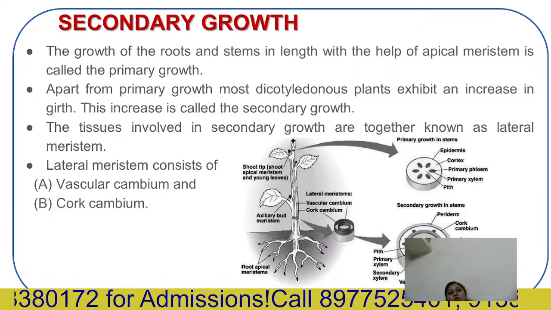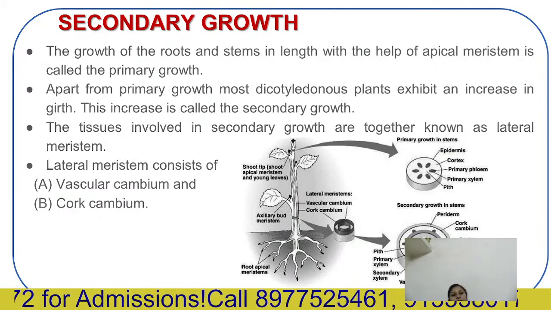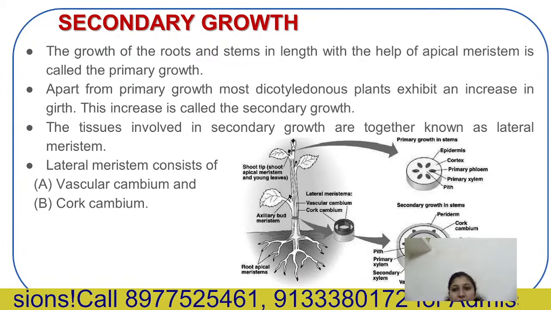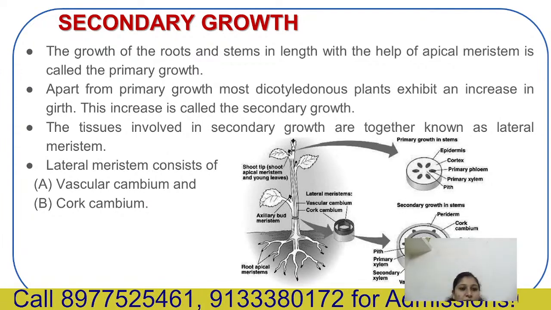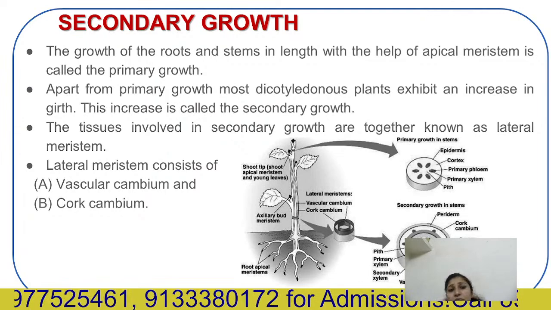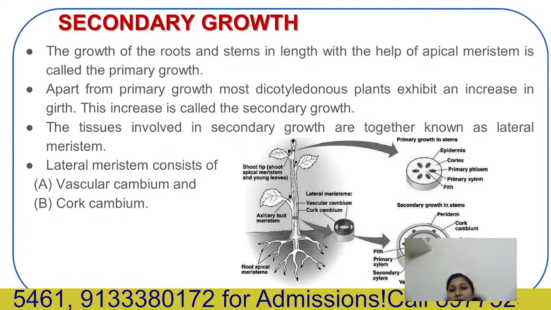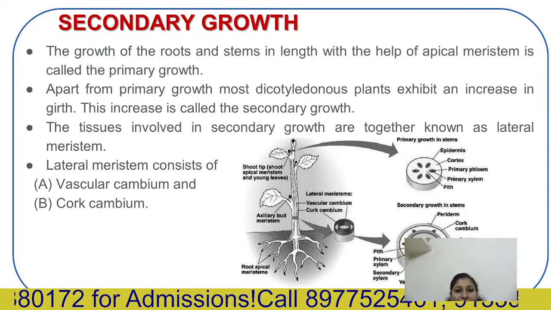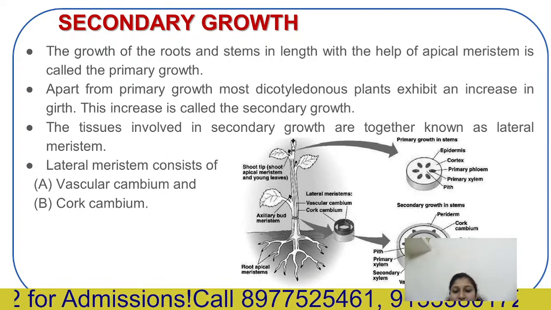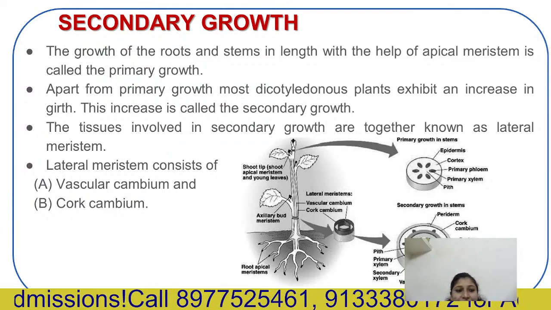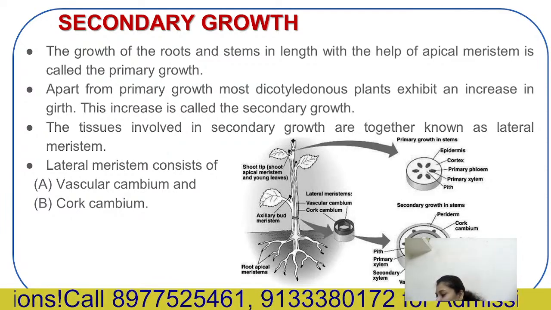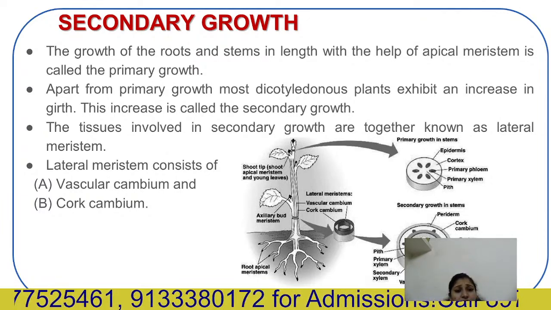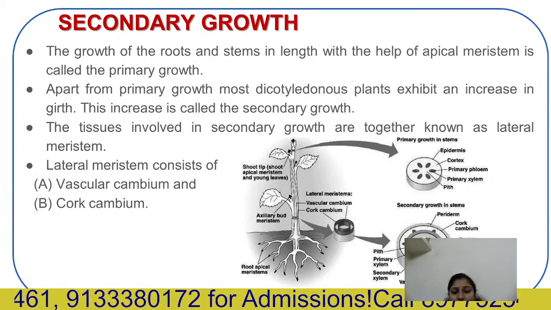Then secondary growth. The growth of the roots and stem in length with the help of the apical meristem is called primary growth, and apart from the primary growth, most dicot plants exhibit an increase in the girth. So this increase is called secondary growth. The tissues involved in the secondary growth are together known as lateral meristem. So lateral meristem consists of vascular cambium and cork cambium.